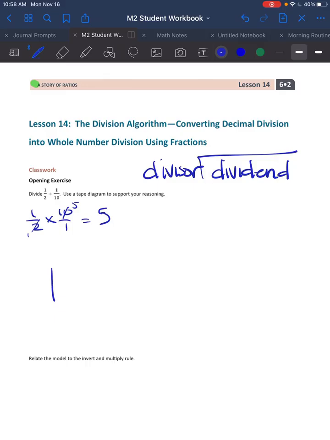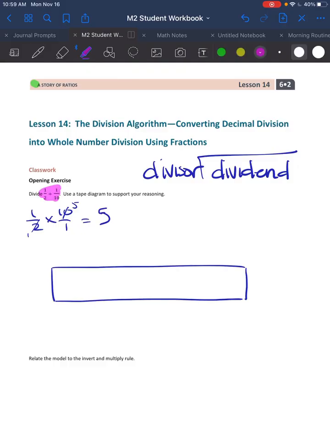So my whole tape diagram is going to equal a number. What's this question asking? 1/2 divided by 1/10. Remember, when we translate divide into is, it's asking 1/2 is 1/10 of what number? So let's figure that out.